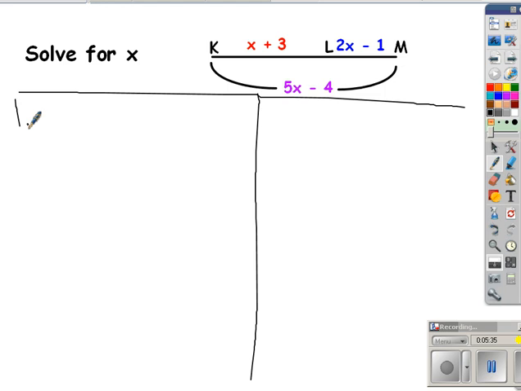Looking at that figure there, I've got a line segment that's broken up into two different pieces. I know KL and I know LM, and I know KM. So if you think back to chapter 1, we can use the segment addition postulate to add these segments together. So the segment addition postulate told me that KL plus LM equals KM. And that was the segment addition postulate.